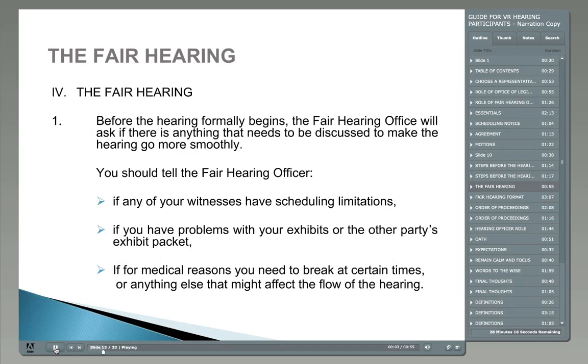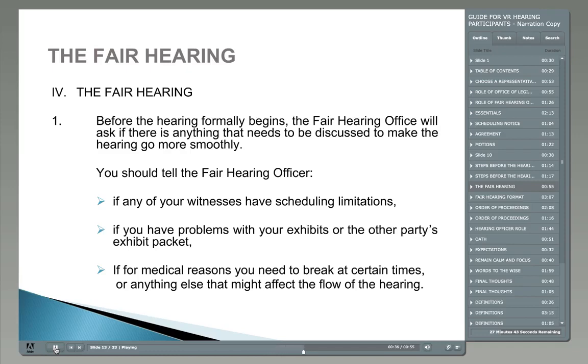So here we are at the fair hearing itself. What do I expect? Before the fair hearing formally begins, the fair hearing officer will ask if there's anything that needs to be discussed to make the hearing go a little bit more smoothly. You should tell the hearing officer if any of your witnesses have scheduling limitations, if any of them aren't coming or have a challenge, or maybe they're running late. If you have problems with your exhibits or the other party's exhibit packet, or if for medical reasons you need to take a break at certain times, or anything that may affect the flow of a hearing.